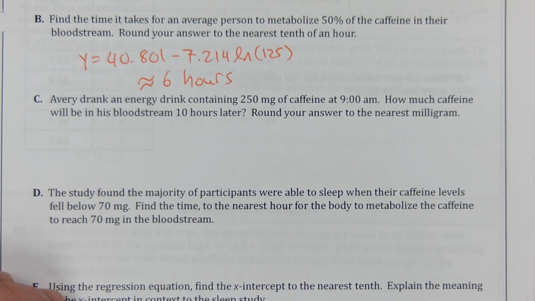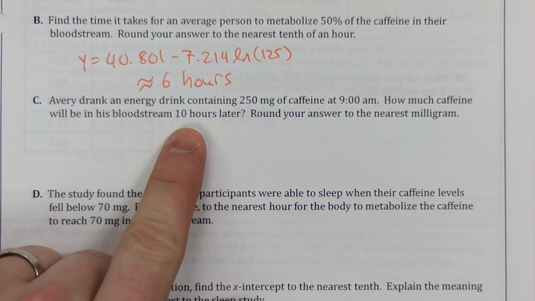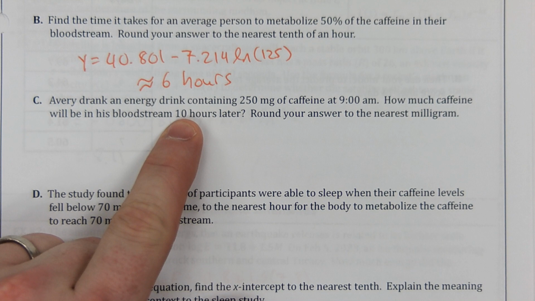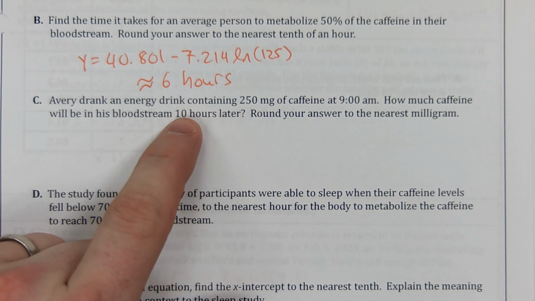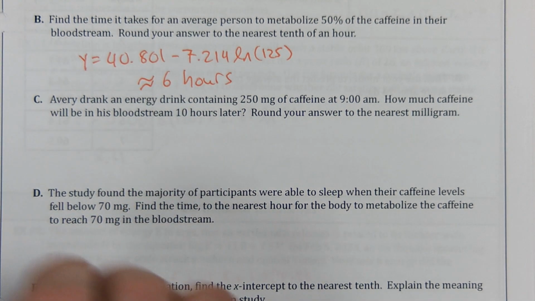Avery drank an energy drink containing 250 milligrams of caffeine at 9 a.m. How much caffeine will be in his bloodstream 10 hours later? So this is a time, which means this is a y value. So we have a Y value of 10. All right.